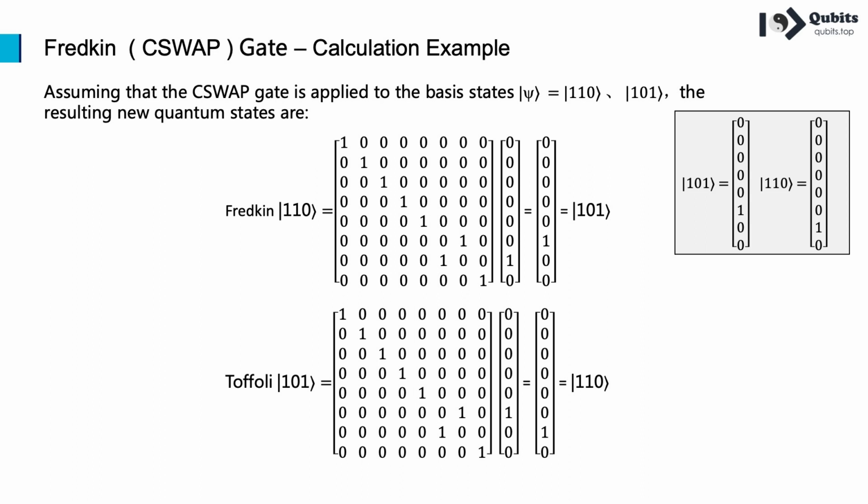Using the matrix representation of the Fredkin gate, we have, applying the Fredkin gate to the state ket 110 results in the state ket 101. Applying the Fredkin gate to the state ket 101 results in the state ket 110. This result is consistent with our expectation based on the properties of the Fredkin gate.